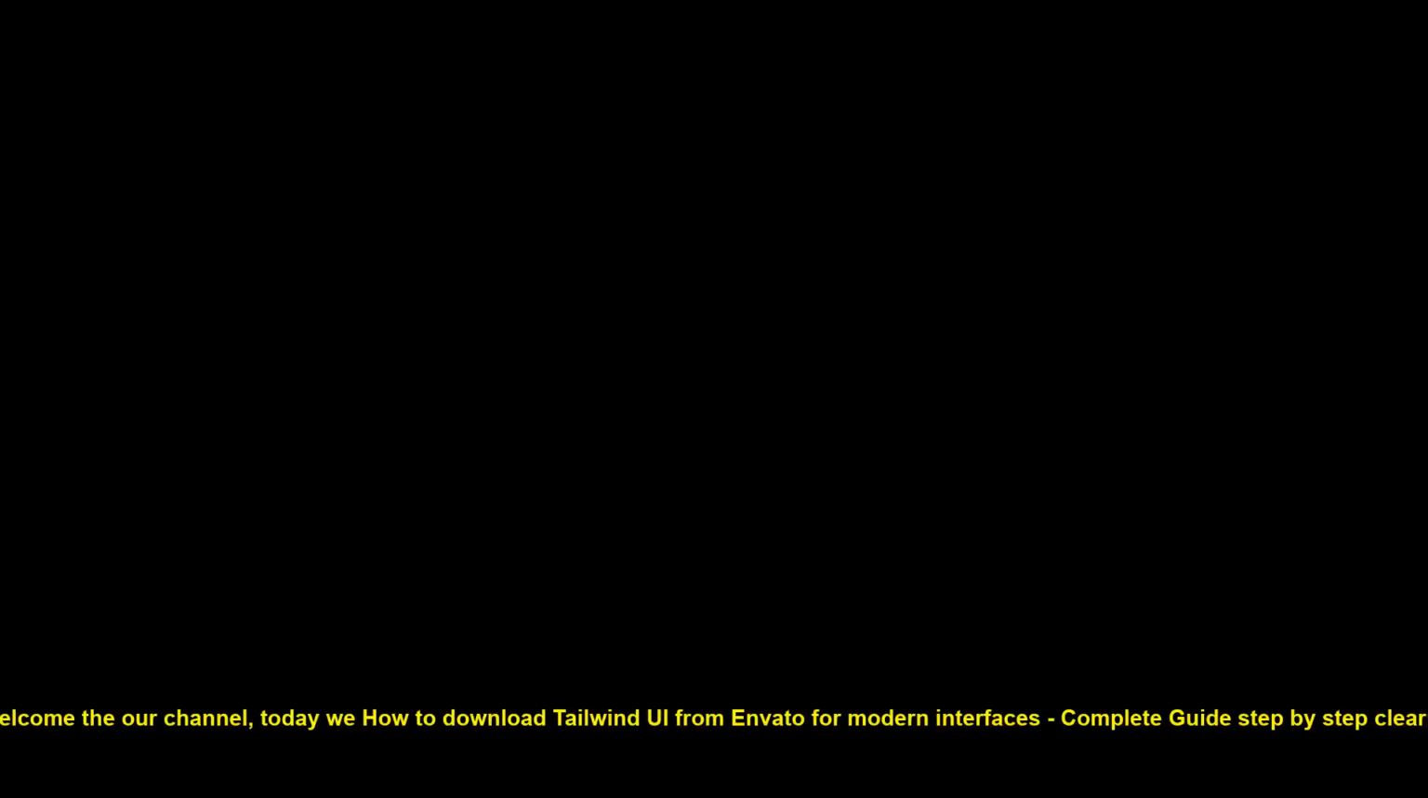Welcome to our channel. Today we show how to download Tailwind UI from Envato for modern interfaces, a complete guide step by step. Visit the Envato Market website. In the search bar, type Tailwind UI and hit enter. Browse through the available Tailwind UI kits and components.